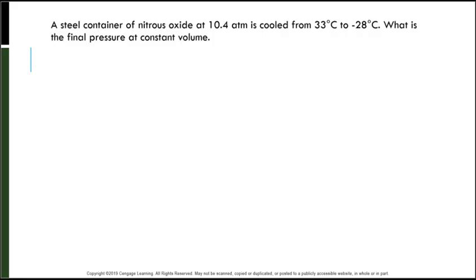Let's do a Gay Lussac's law example. We have a steel container of nitrous oxide at a pressure, because it's in atmospheres, of 10.4 atm, so that's our P1, and it's cooled from 33 degrees Celsius, our initial temperature, to negative 28 degrees Celsius, our second temperature. What is the final pressure?